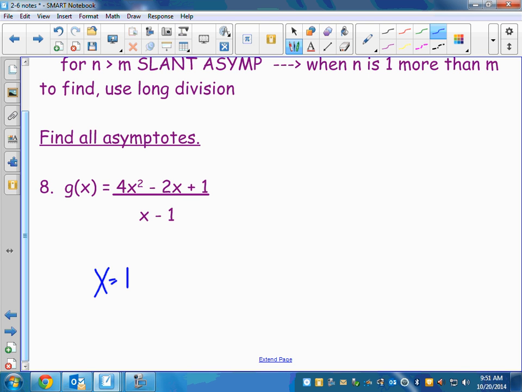I said use long division. That's because you can't always do synthetic division. Synthetic division only works when it's a binomial on the bottom, right? So if this was x cubed on the top and x squared on the bottom, you have to do long division. If you want to do synthetic division on this one, you could, because x minus 1 does work for synthetic division. But I'm just going to do long division, just to remind you, because sometimes you're going to be stuck with long division. Remember to fill your zeros in if you need to, but in this one we don't.